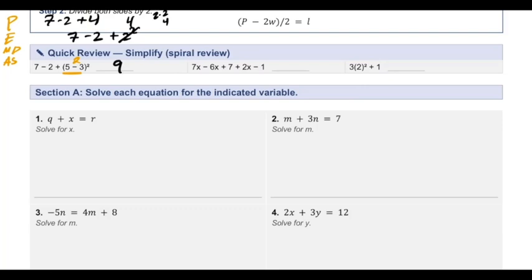There we go. Over here, we're just going to add up like terms. So we have all the x's. 7x minus 6x is 1x. 1 plus 2 is 3x. And then add the constants. We could add 7 plus negative 1. So that is 6. So plus 6.